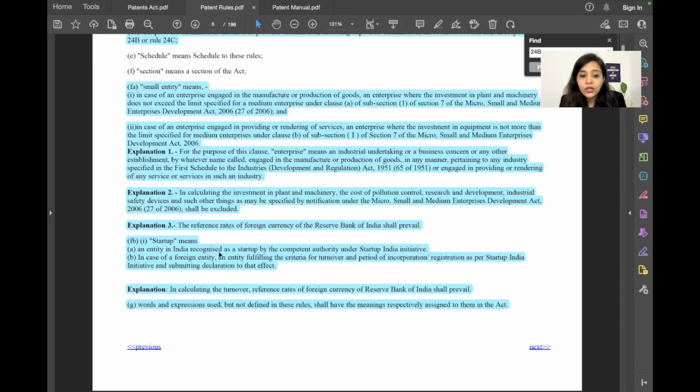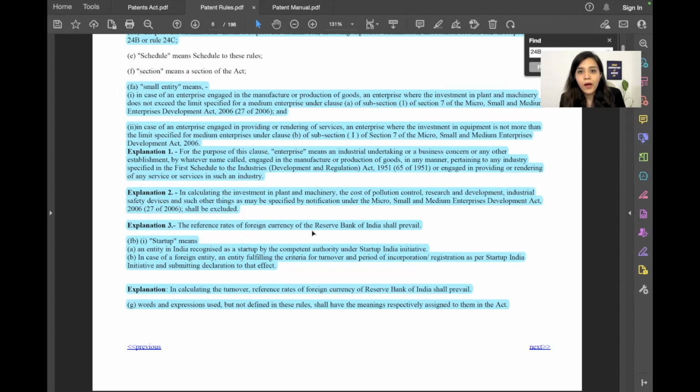And then you need to remember that initially there was no provision for foreign entities being recognized as startup for the purpose of patent filing. But now we have this clause that in case of a foreign entity, an entity fulfilling the criteria of turnover and period of incorporation or registration as per Startup India initiative and submitting a declaration to that effect, if a person is satisfying that, even if it is a foreign entity, they can also be claimed as startup, and they can also take benefit of expedited examination. So do go through these definitions also once.